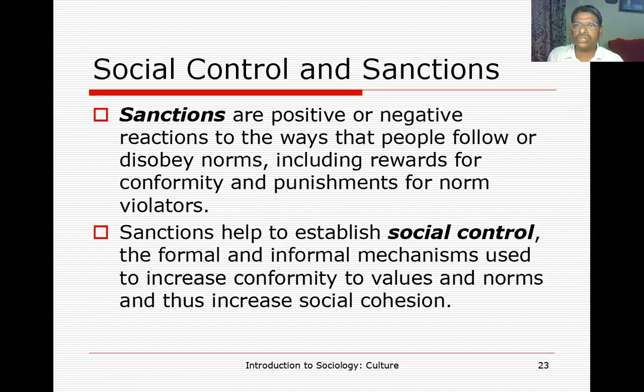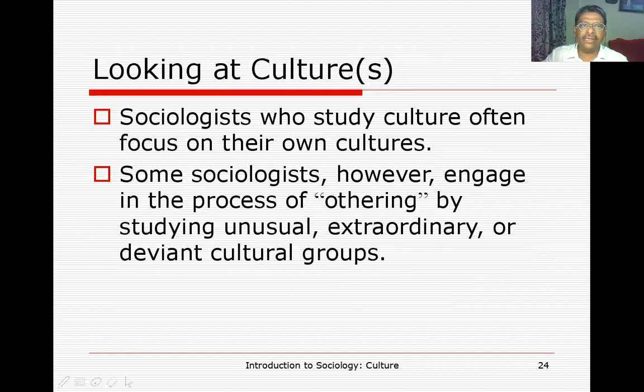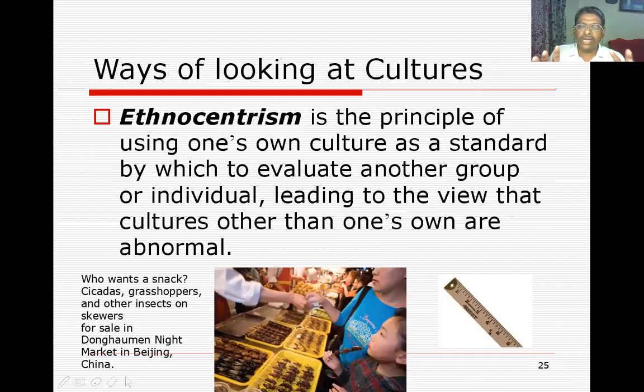Sanctions help to establish social control, the formal and informal mechanisms used to increase conformity to values and norms, and does increase social cohesion. So as we continue to understand the culture, sociologists who study culture often focus on their own cultures. Some sociologists, however, engage in the process of othering by studying unusual, extraordinary, or deviant cultural groups. So these are all sociological perspectives. As we look at these technical words, we need to understand ways of looking at the culture.